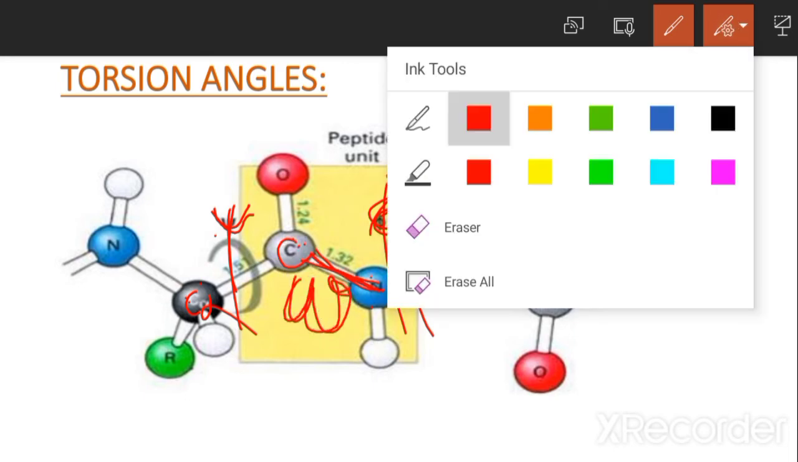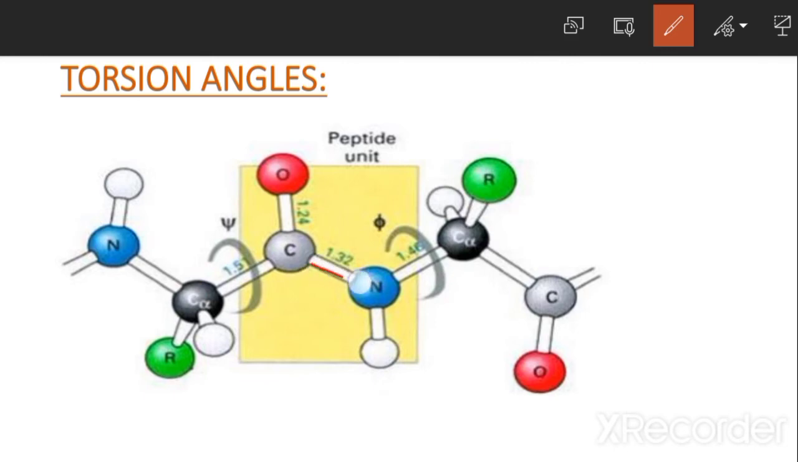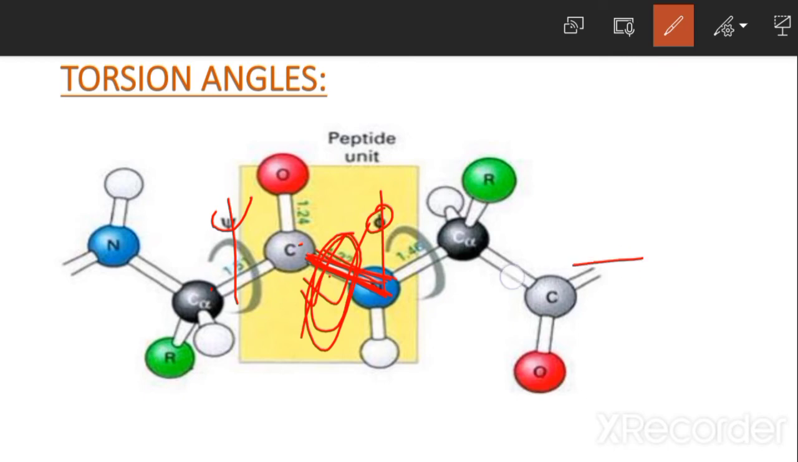There are three rotations here. The peptide bond is rigid and planar. This phi and psi easily rotate, but the C-N peptide bond is restricted to rotation.